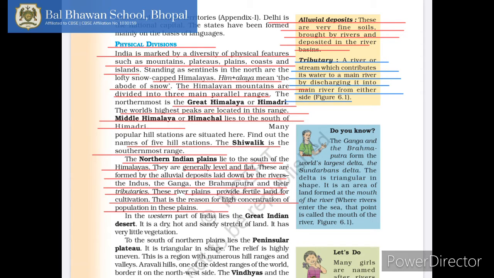Now let us understand the northern Indian plains, which lie to the south of the Himalayas. The Himalayas are present in the north of our country India, and in the southern part of the Himalayas lie the North Indian plains. They are generally level and flat.